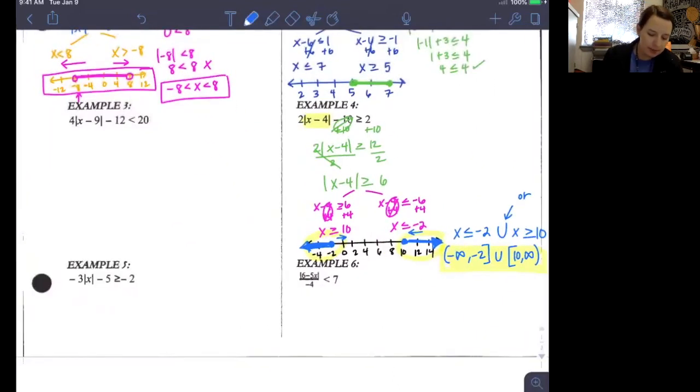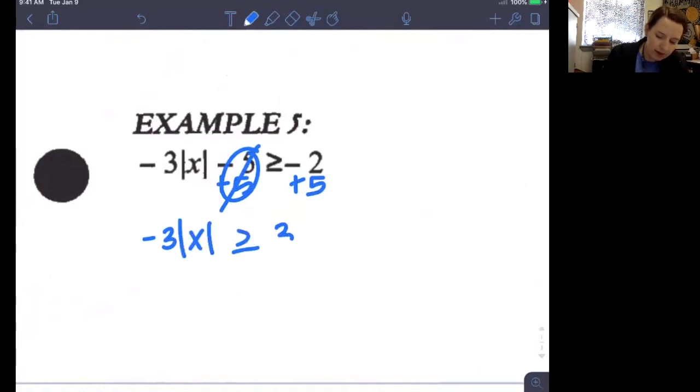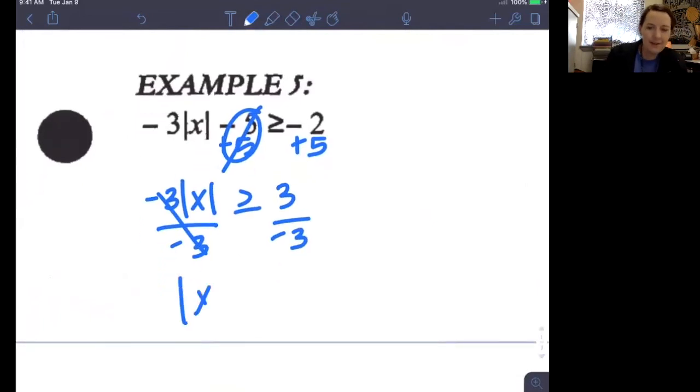Okay, let's look at example number 5. So I'm going to go ahead and isolate this absolute value. So I have negative 3 times the absolute value of x is greater than or equal to 3. And then when I divide by negative 3, I find the absolute value of x is greater than or equal to negative 1.